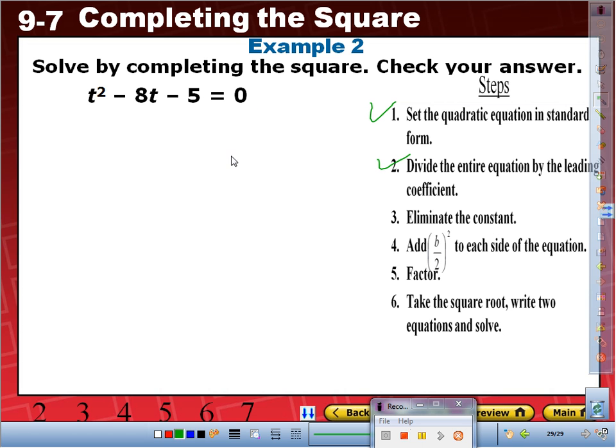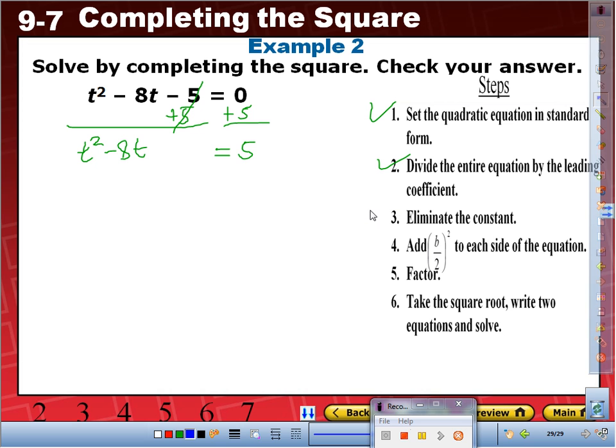Step 3. Eliminate the constant. So what do we do? Add 5 to each side. Add 5. Add 5. We're left with t squared minus 8t, leave the blank space, equal to 5.